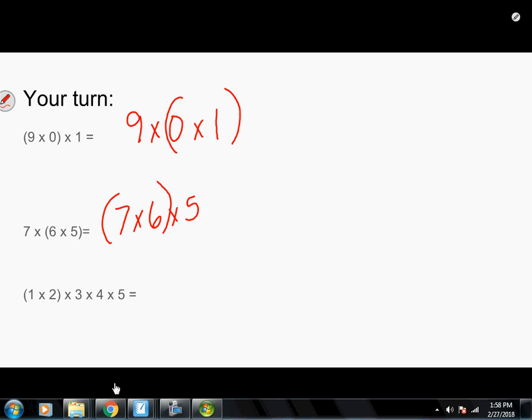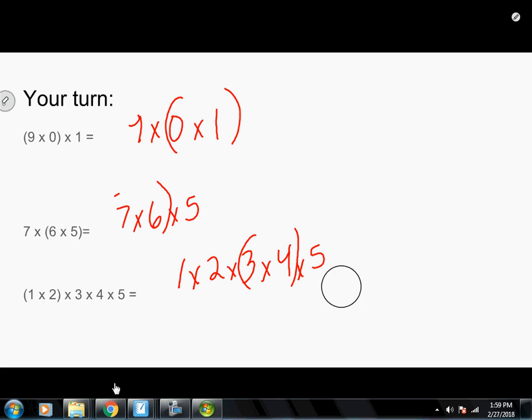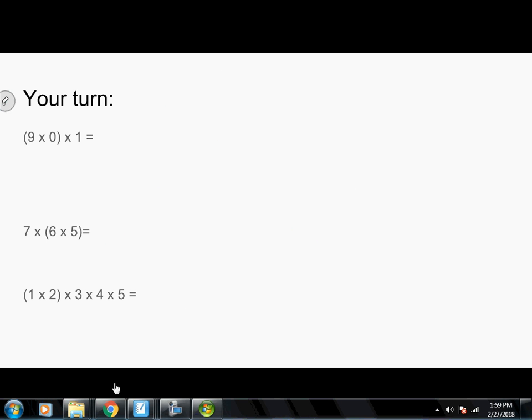And the final one has a few more numbers, 1 times 2 times 3 times 4 times 5. I have my 1 and 2 grouped, but I think I'm going to group on this one, my 3 and my 4. I could have easily grouped my 2 and 3, or my 4 and 5. Okay, any of those would have worked. In associative property, the grouping of your numbers changes, but the order of your numbers does not change.